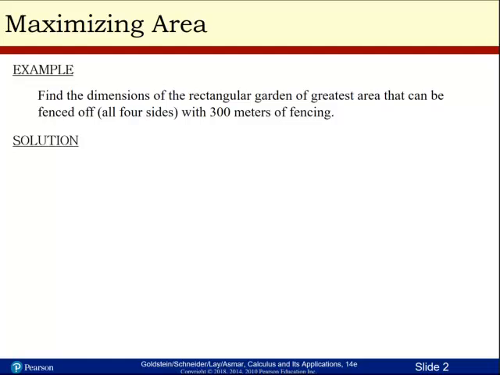We're going to be maximizing area first. We need to find the dimensions of the rectangular garden of greatest area that can be fenced off on all four sides with 300 meters of fencing.